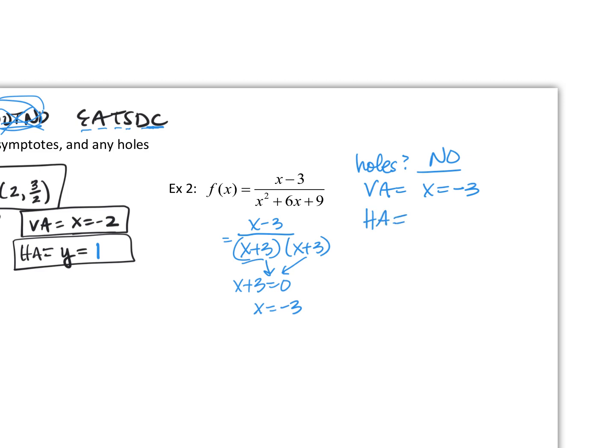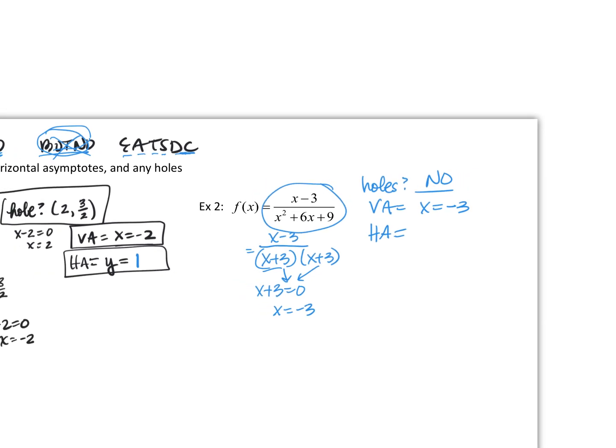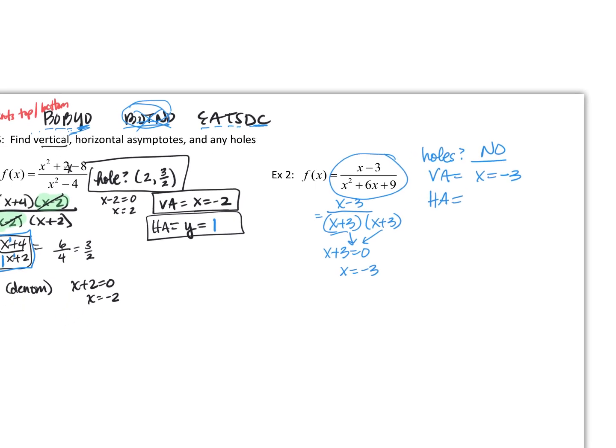And then HA. Look at your equation. We didn't simplify it, so you can go back to the original equation. Look at the exponents. Is it bigger on bottom, or are they the same? Big on bottom, right? It's a Bobbio. So my answer is y equals what? Yo is your answer. y equals 0 is your answer.